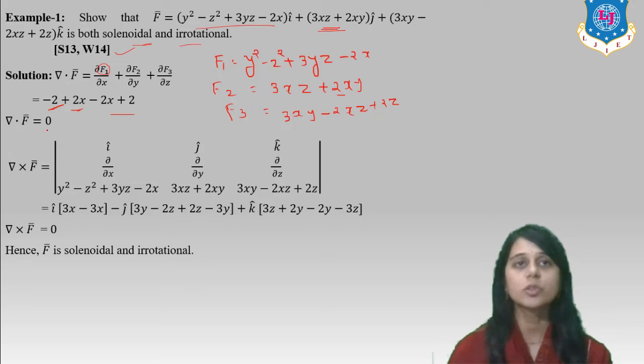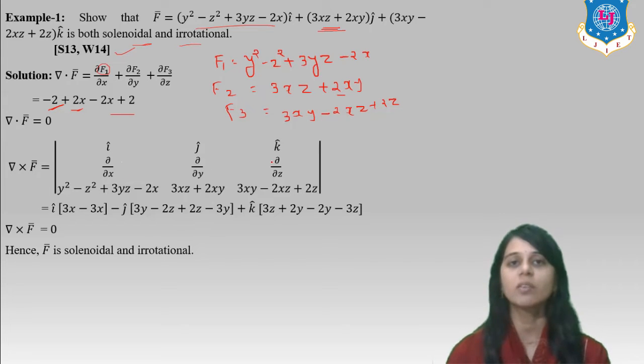Now, nabla cross f bar must equal 0 for it to be irrotational. We take the curl formula with i, j and k, del by del x, del by del y, del by del z.